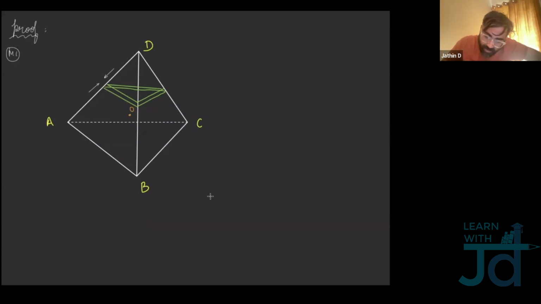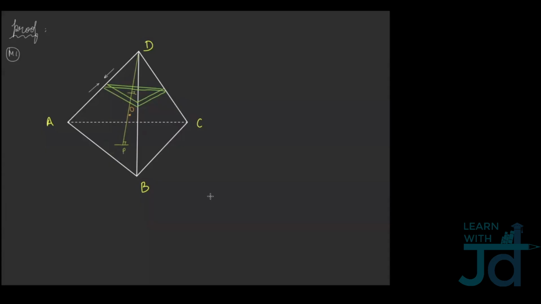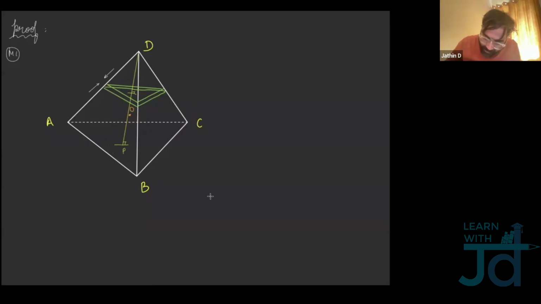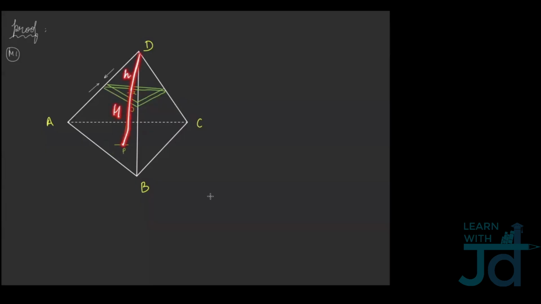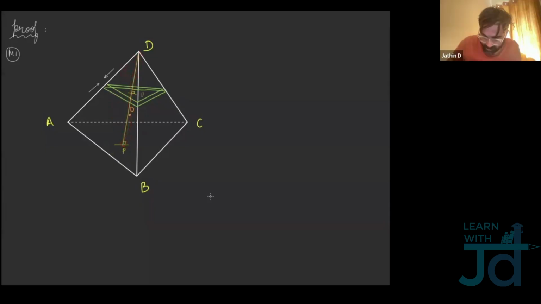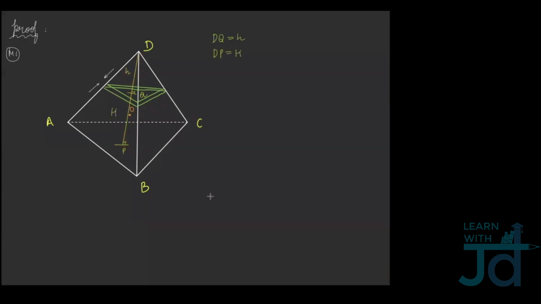So, okay, like that also I can take. I'll drop a perpendicular to this point. Let it be P. So, don't you think it will be perpendicular to this also? Okay, and ये total height, उसको मान लो कि total height is capital H and this is small h. ठीक है. So, I'll take this as Q. So, DQ is small h and the entire DP is capital H. ठीक है.